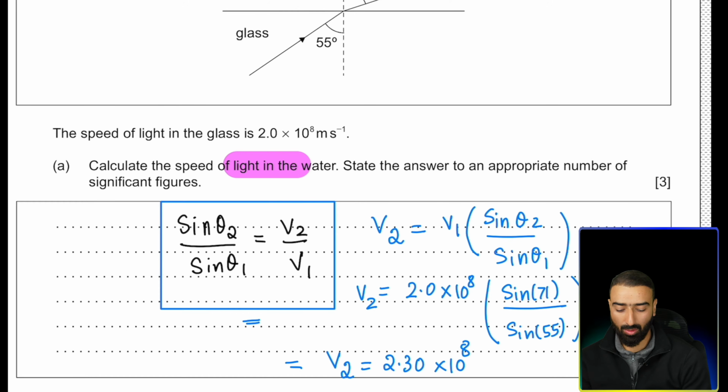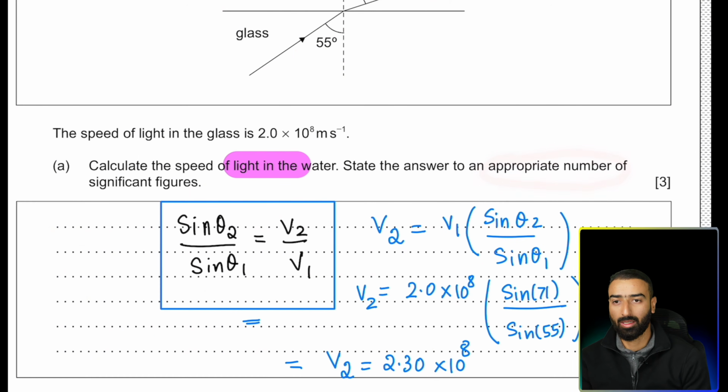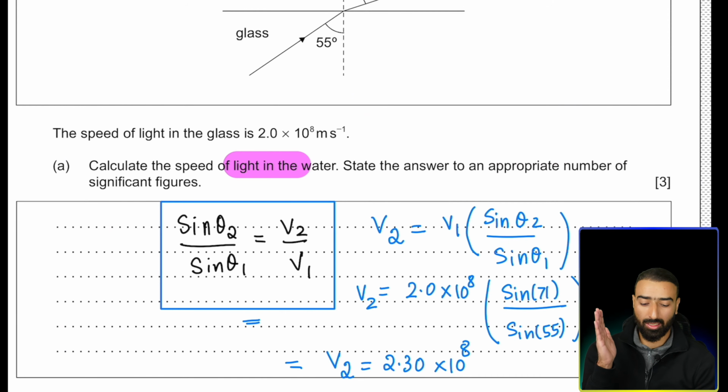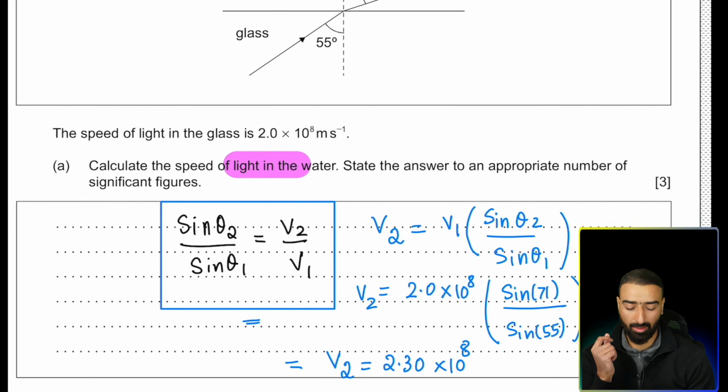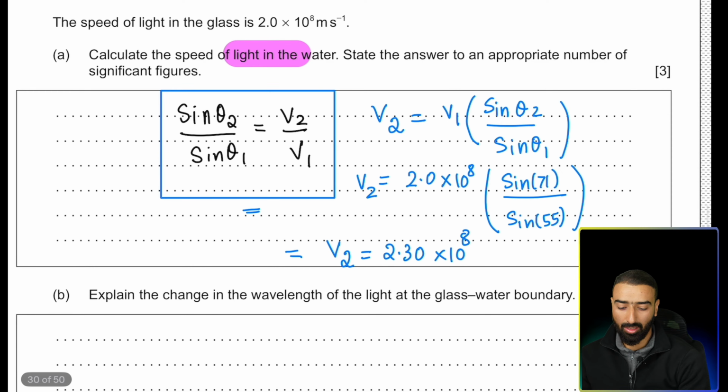Now since we want the appropriate number of significant figures, we must note that the input data has only two significant figures, 2.0. Both of them are significant. So we need to reduce this to just two significant figures. That would be simply 2.3 times 10 to the 8. That's our final answer. The speed of light in the second medium is 2.3 times 10 to the 8 meters per second.